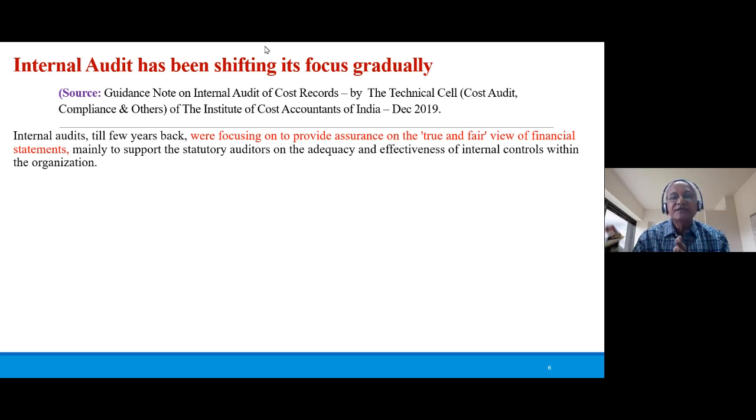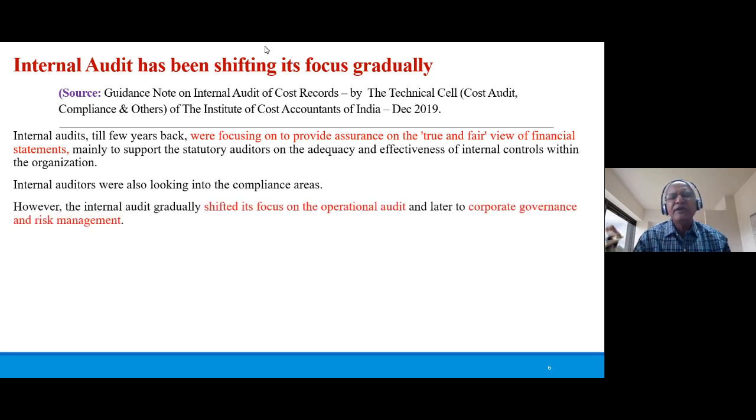But the focus is now getting added to more and more. I'm not saying it shifted in the sense that this is completely out of the picture. In addition to this, internal auditors are also looking into the compliance areas. Now we do a lot of compliance related work. Though we can call it management consultancy work, that is also internal audit work. The internal audit gradually shifted its focus to operational audit and later to corporate governance and risk management. So see how the scope is widening day by day.